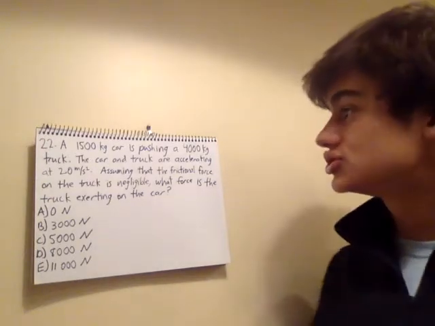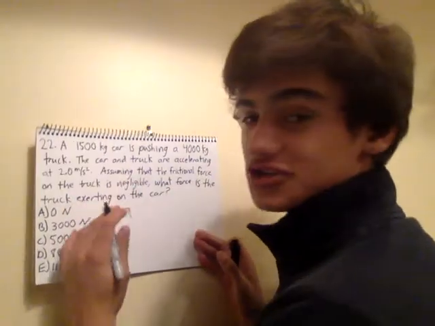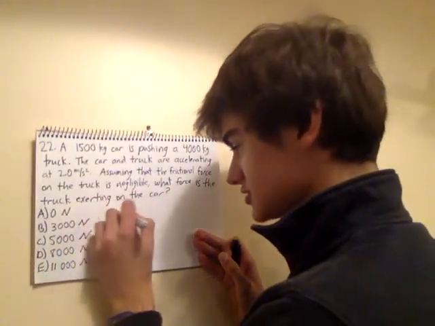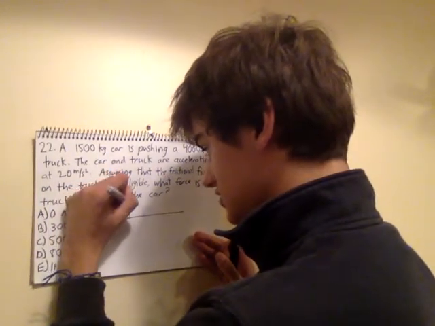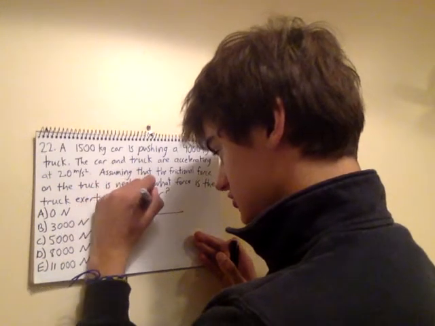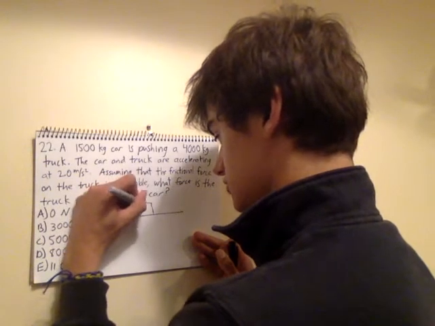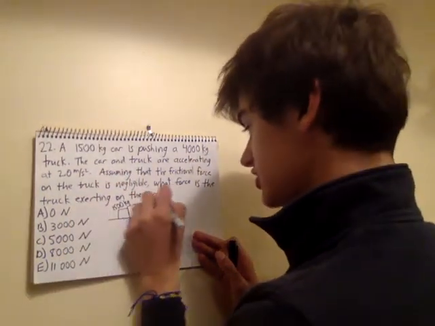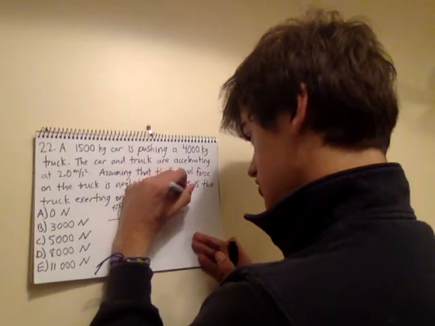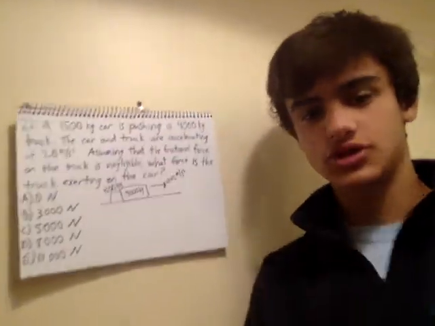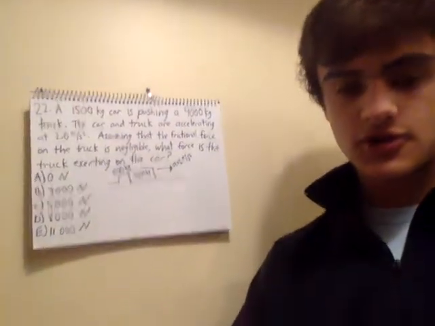So again, it might help to draw a little diagram here. I'm just going to draw a car as a block to simplify things. This is 1,500 kilograms, and it's pushing a 4,000 kilogram truck. They're accelerating at 2 meters per second squared. Let's bring it in a little bit closer. So that's the diagram we're going to use for now.